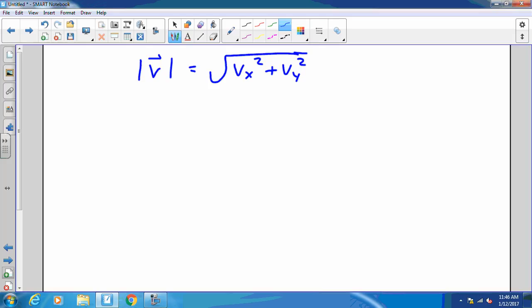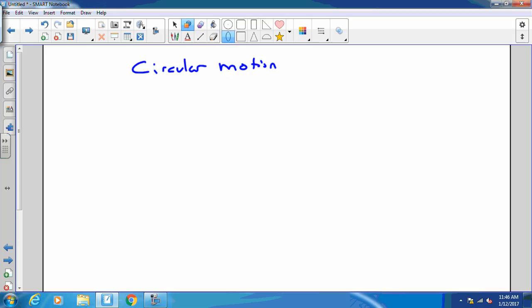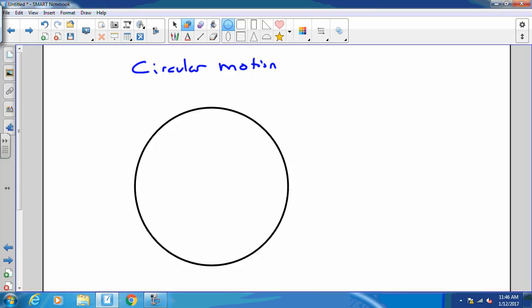Well, in addition to the projectile motion, which was one of our models of motion that we considered, we also looked at circular motion. And circular motion occurs when the object is moving along a circular path. Because it is moving along a circular path, that means that the distance of the object to the center is always the same.